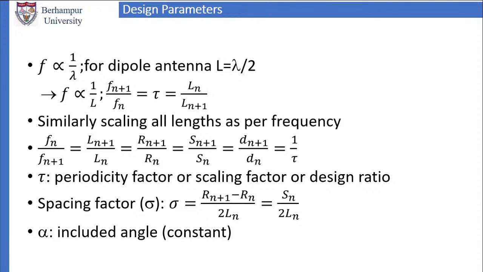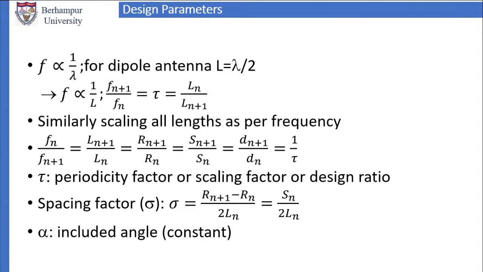Now let us consider the design parameters of the log periodic antenna. What are the design parameters? You will be given the frequency. Frequency is proportional to 1 by lambda. For dipole antenna, L is equal to lambda by 2. F is proportional to 1 by lambda. So Fn plus 1 by Fn is equal to tau, that we can write as Ln by Ln plus 1, because F is proportional to 1 by L. Ln is the length of the nth element of the antenna.